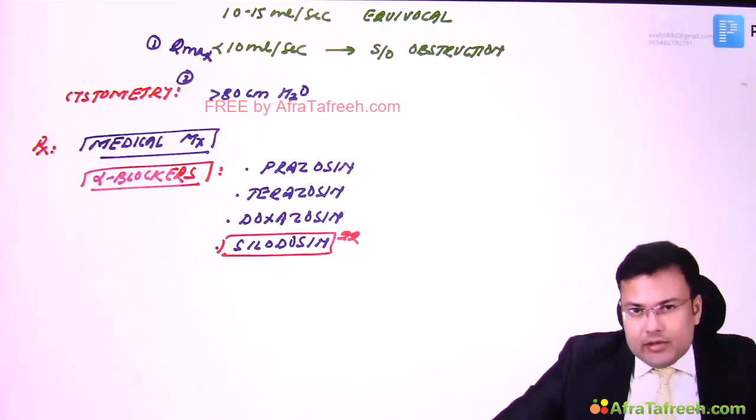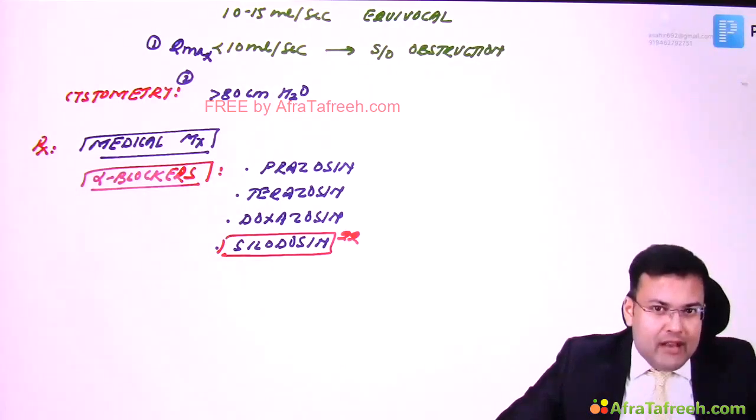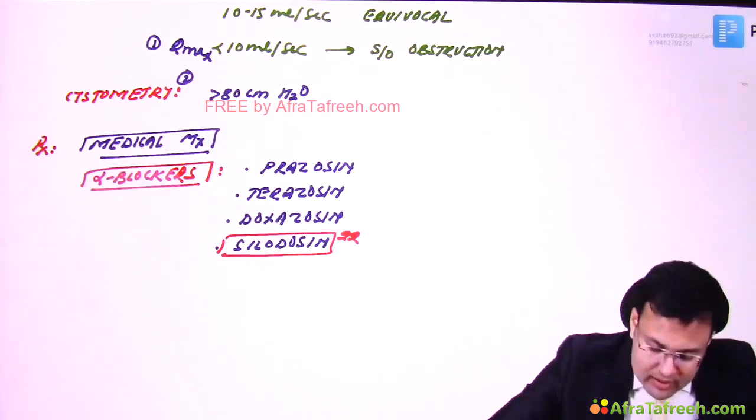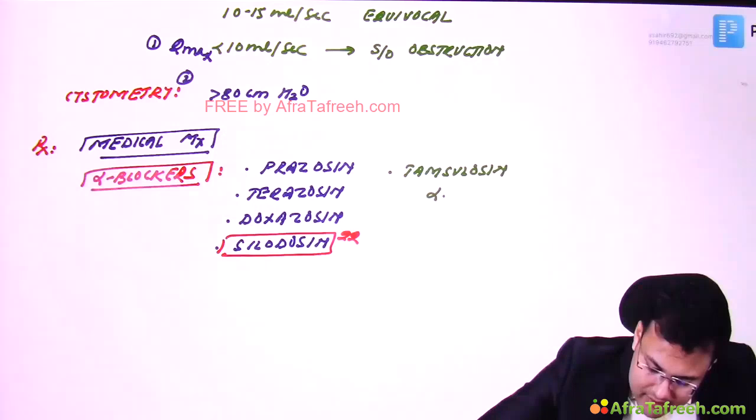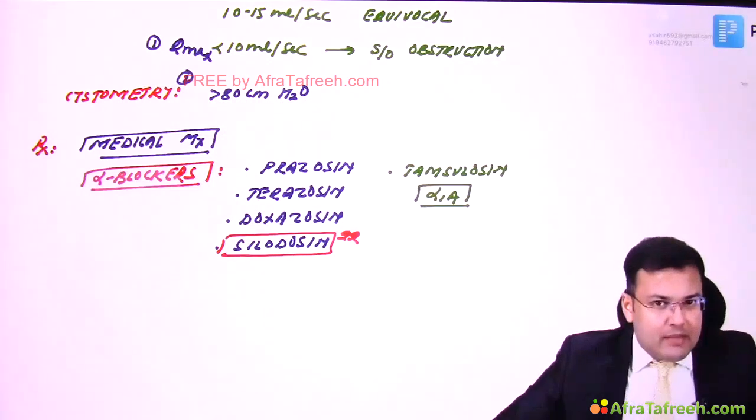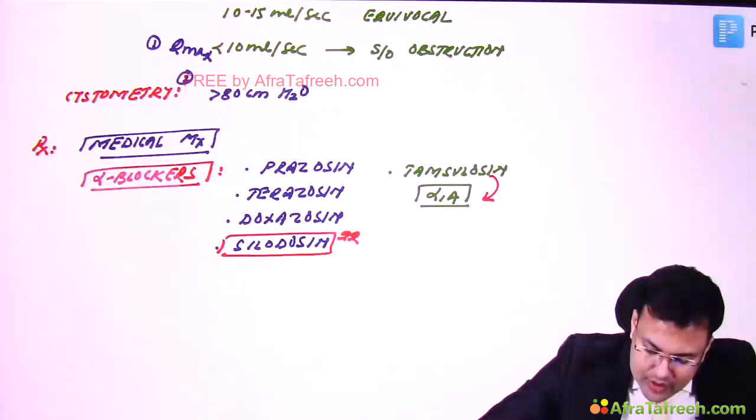Clear? And which one is preferred? It's tamsulosin. Why? Because it is an alpha 1A selective blocker. So the most preferred is tamsulosin. And what is the brand name of tamsulosin? The brand name is Urimax.